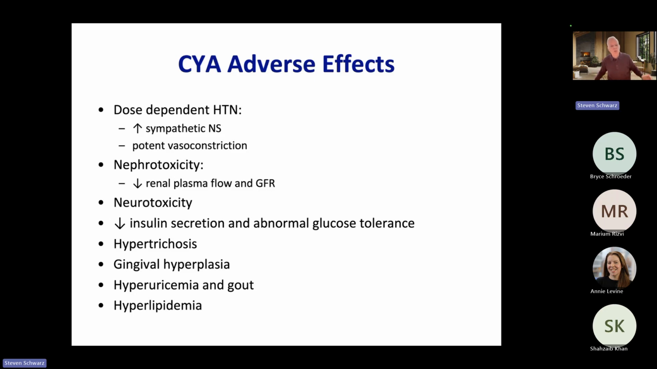They're both associated with side effects. Again, dose-dependent hypertension for cyclosporin. Cyclosporin is a nephrotoxic agent. It's also a neurotoxic agent and associated with multiple other complications.